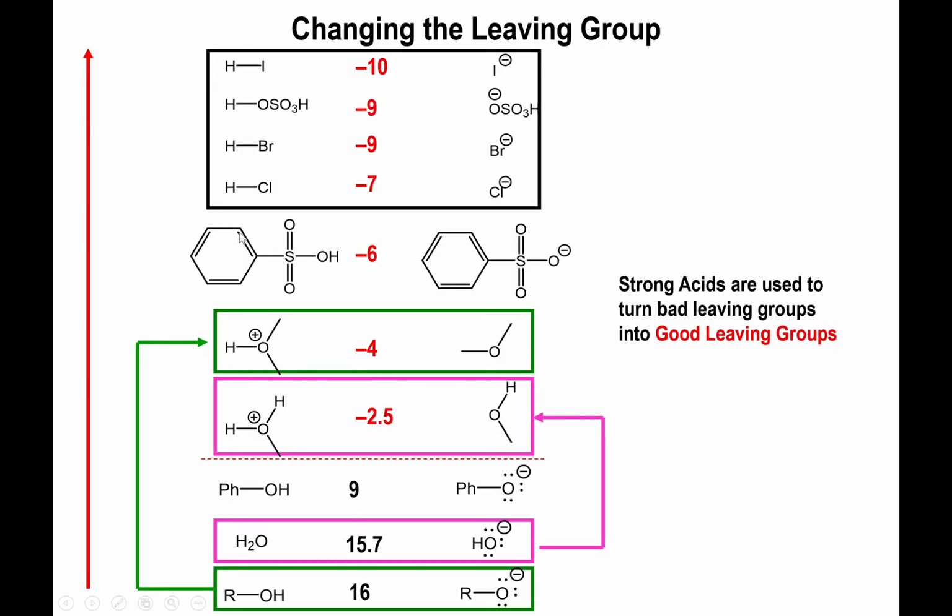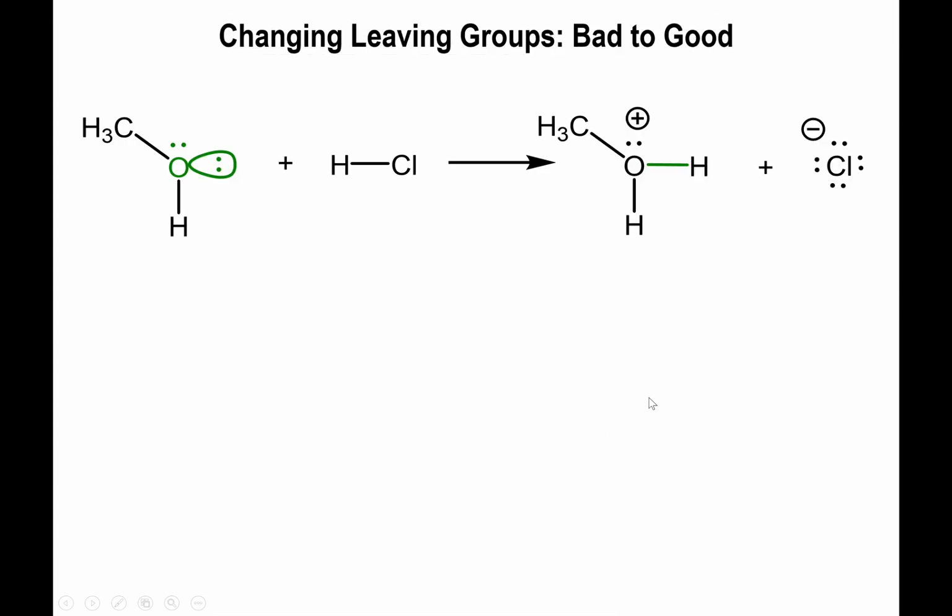All right, so as I was saying, you could take your alcohol and turn it into a protonated alcohol, and by doing so, make this a good leaving group. Or you could turn your ether into a good leaving group by protonating it, and this will be done with the strong acids above here. So we'll look into that a little bit later.